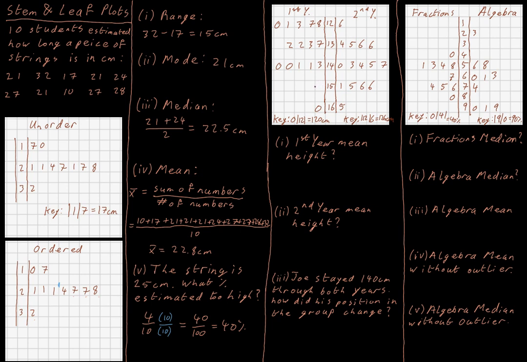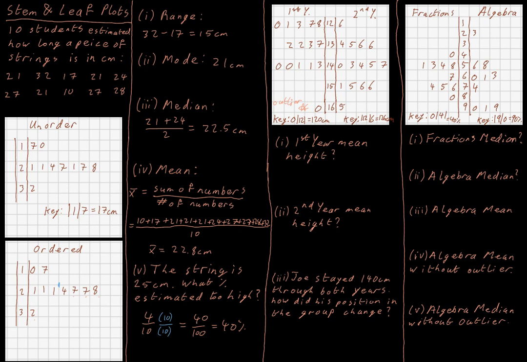And one thing to point out here is we have an outlier. There was one student in first year who was 160 centimeters tall, which was significantly taller than everybody else in first year. So we have an outlier there, which I didn't ask a question for, but there's an outlier in our data set, which they'd often ask for.